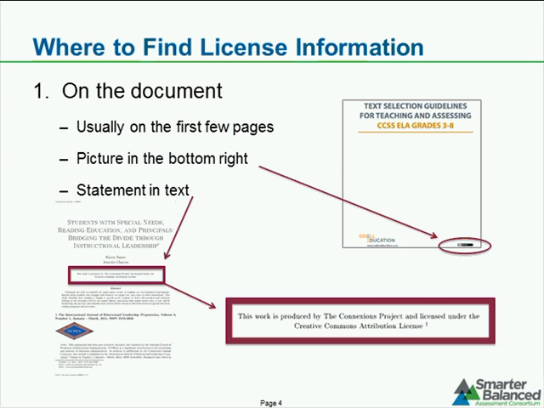This really is the easiest place, just like in a book, to find license information. It's most likely at the beginning of the document or at the end. So you begin by checking the first few pages and then the last few pages.